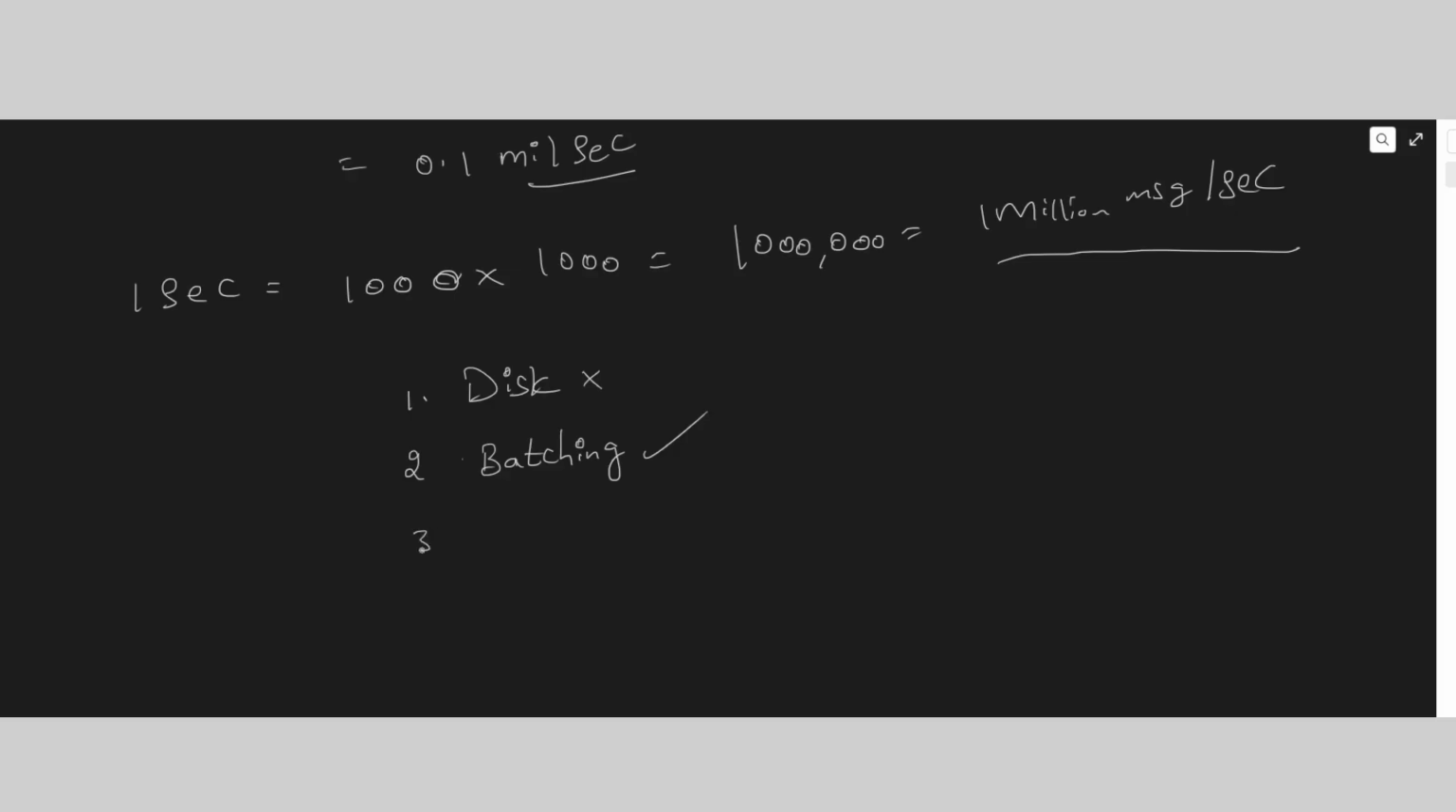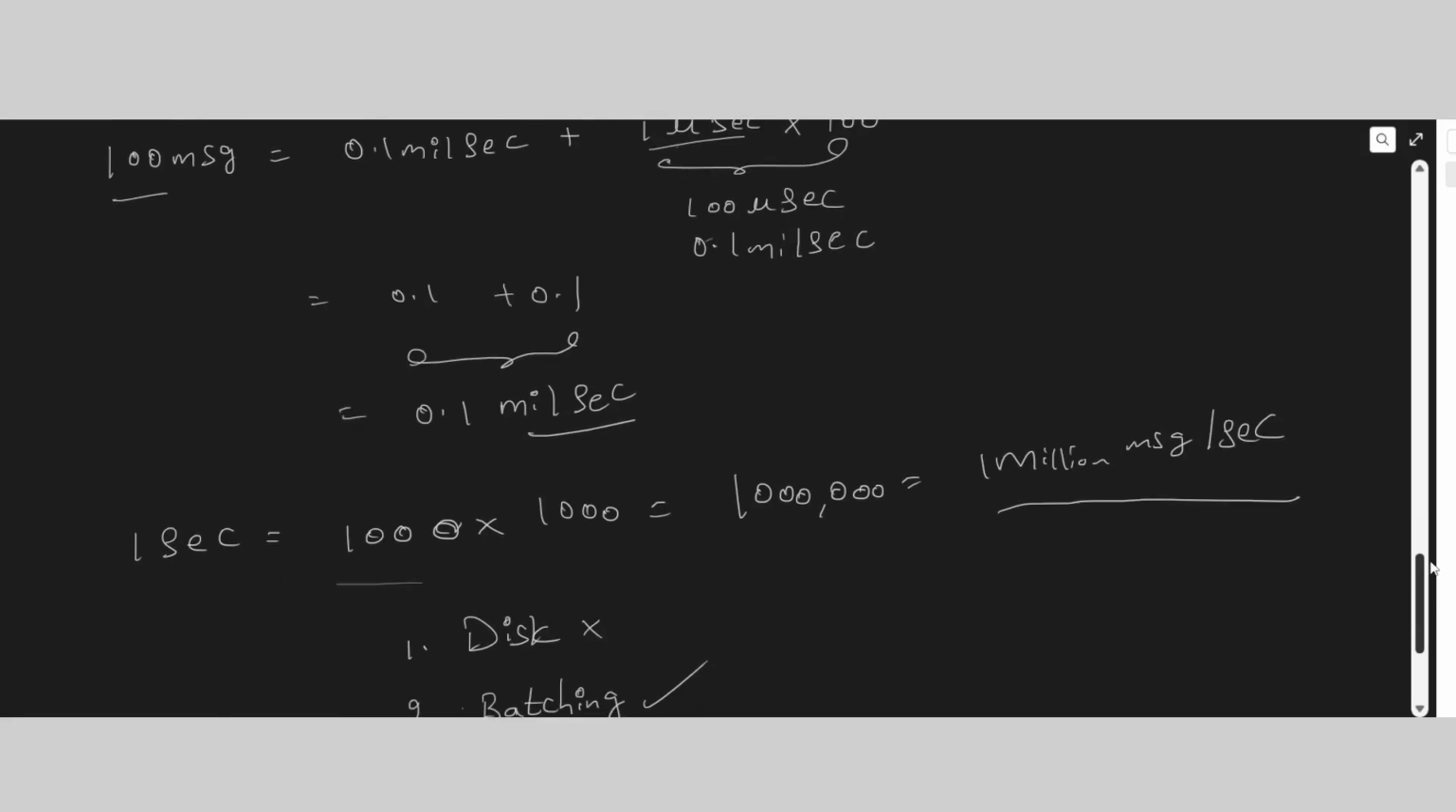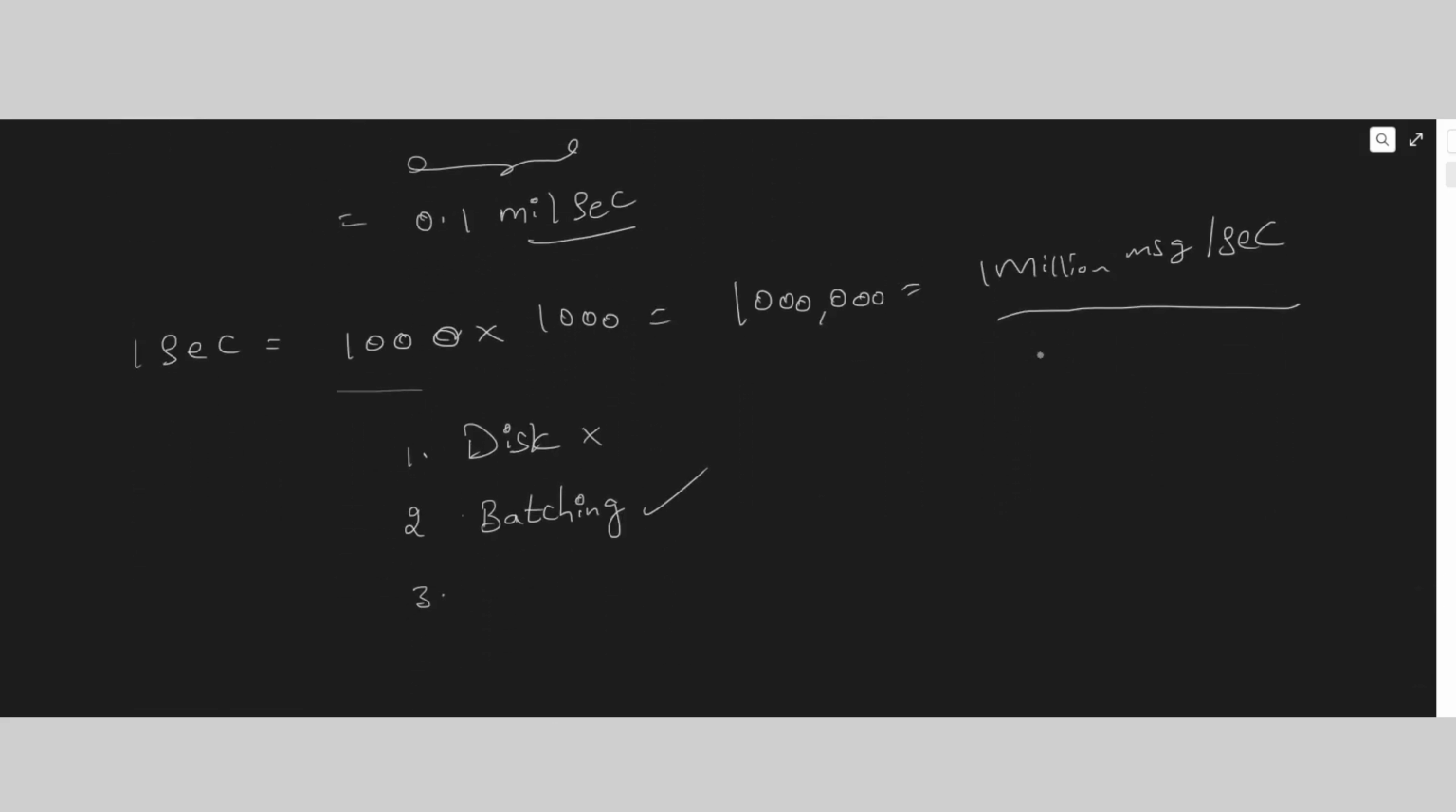Along with that, they have done some more small optimizations. For example, even though the 100 messages are clubbed, within 1 second you are still sending 10,000 requests. Each request has 100 messages, so it makes 1 million messages, but requests-wise it is only 10,000. For these 10,000 requests, every time you have to make a connection from producer to Kafka. So you have to make 10,000 connections per second.